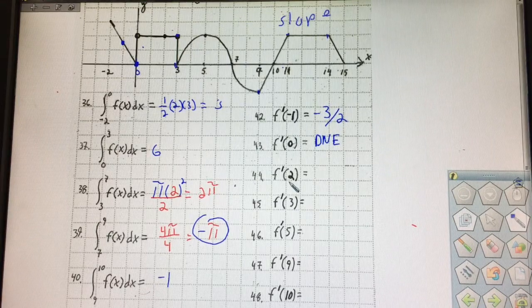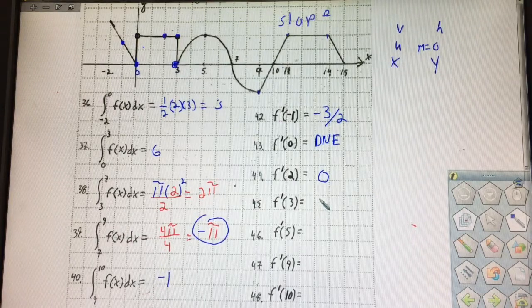What's the slope at x equals 2? So 1, 2, what's the slope of a horizontal line? 0. What is the slope at 3? Well, that looks like a sharp curve. You cannot take the derivative or find the slope at that sharp curve, so it is going to be DNE. It does not exist.